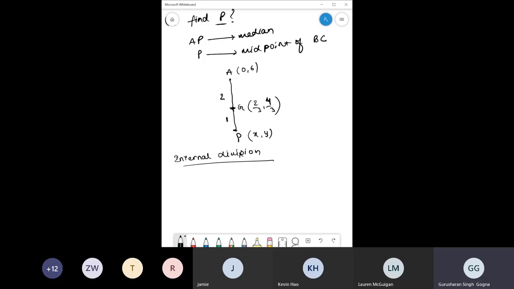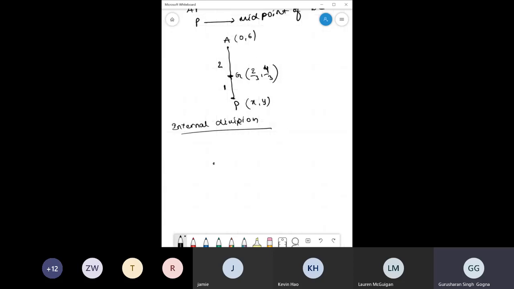What is the internal division formula? See, if I have 2 points, A and B, let's say (x1, y1) and (x2, y2), and I have another point, let's say C, which divides this segment in the ratio m:n.